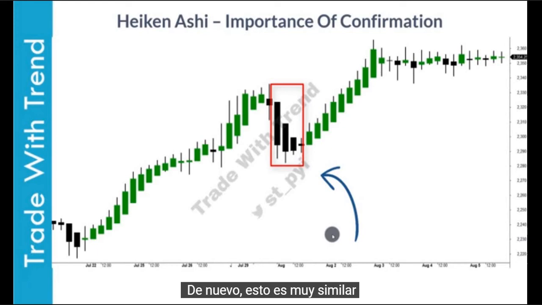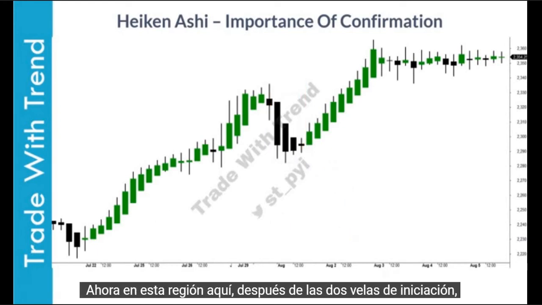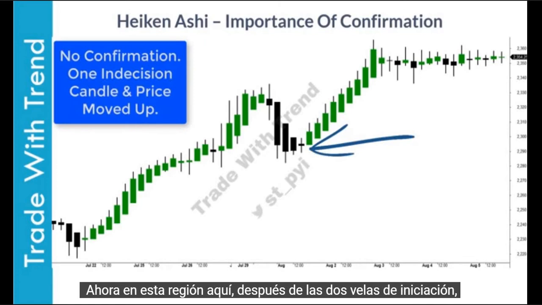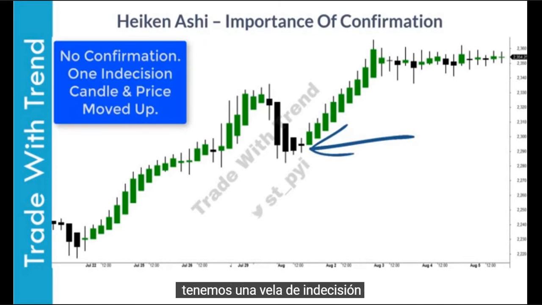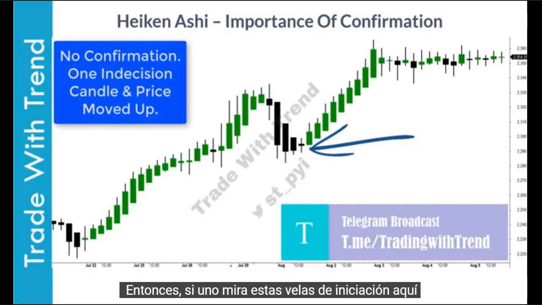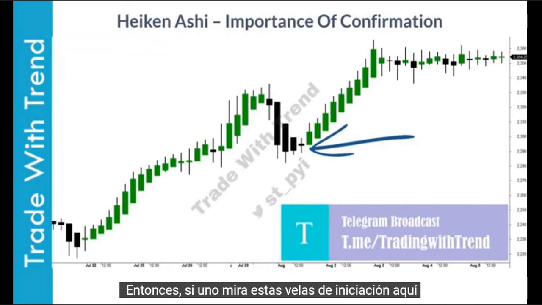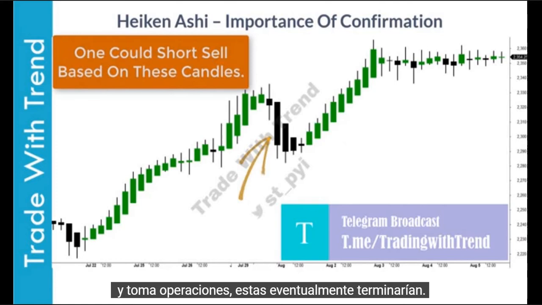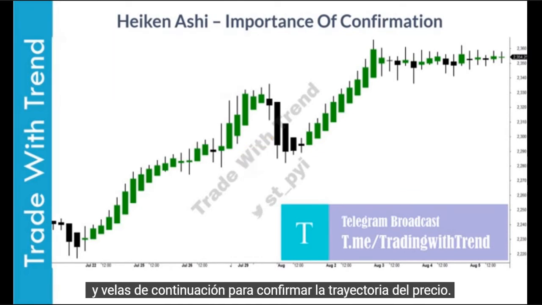Again, this is very similar to what we saw in the previous chart. Now in this region here, after two initiation candles, we've got one indecision candle and then price started moving higher. So if one looks at these initiation candles here and takes the trade, these would eventually stop out. Now this is precisely why one needs both initiation and continuation candles to confirm trajectory of price. I hope this particular aspect is clear.